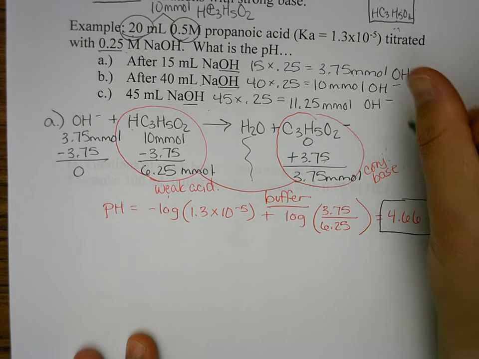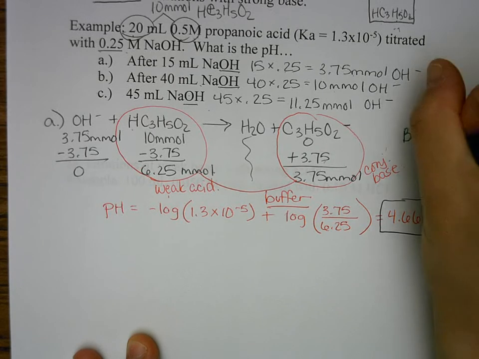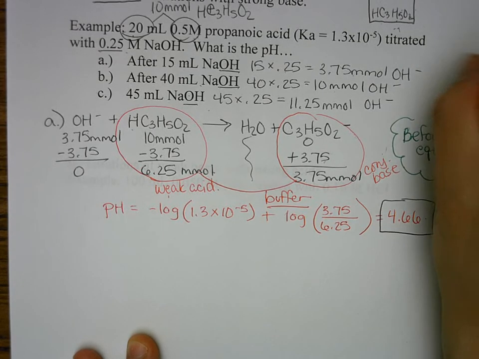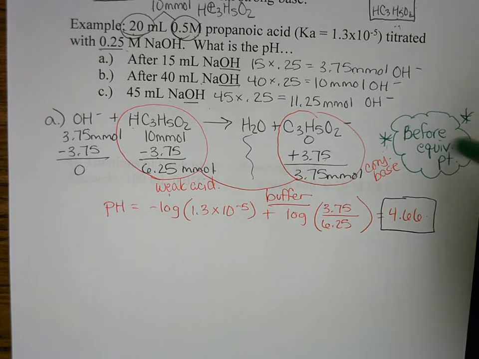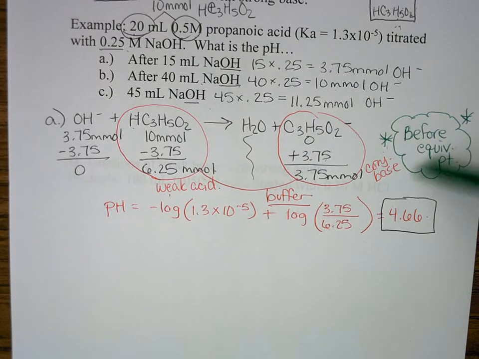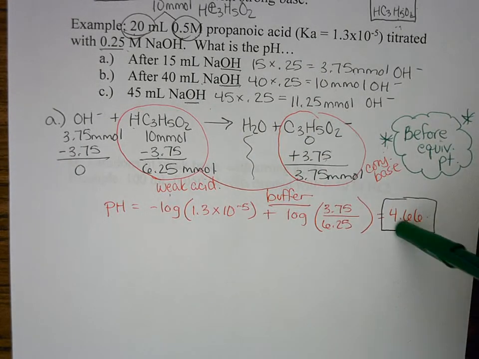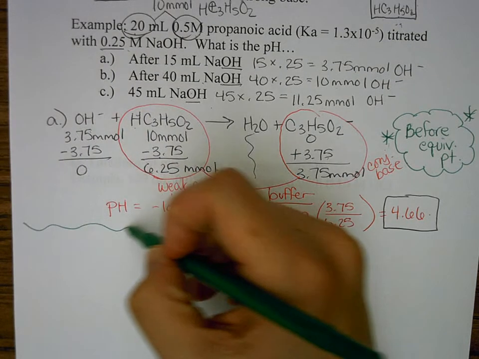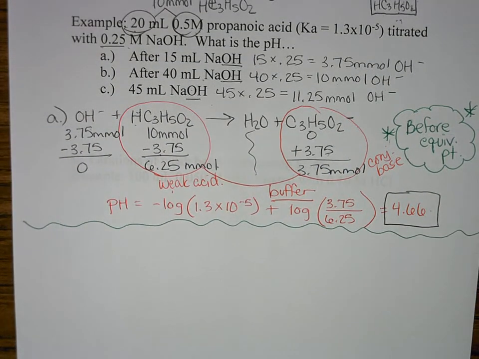For part A, we did before the equivalence point. So something for you, like a key idea, is that before the equivalence point on a weak acid titration, you're going to end up with a buffered solution. And so calculating the pH is just using this Henderson-Hasselbalch equation. Okay, any questions on that process? That's before the equivalence point.